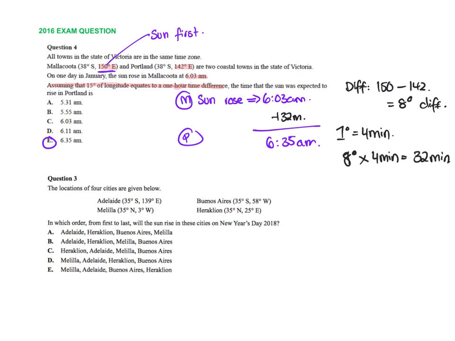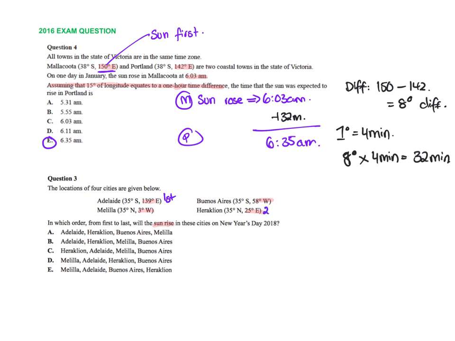Okay, so the more east you are, the bigger the east number, you get it first, and then the next ones come after it. So if we look at this next question, it says the location of 4 cities are given below. In which order from first to last will the sun rise in these cities? So we've got to look at all their longitude values. And it's pretty easy to do: the biggest east is the first. So here, Adelaide's first.